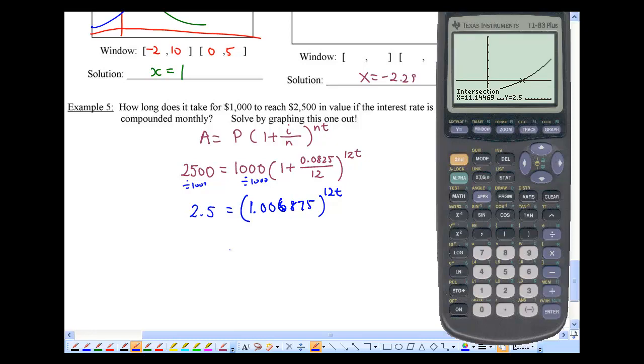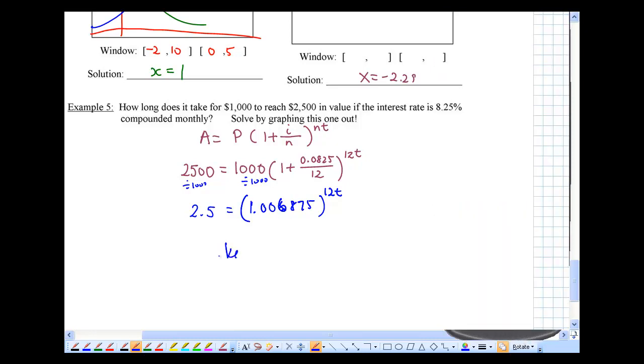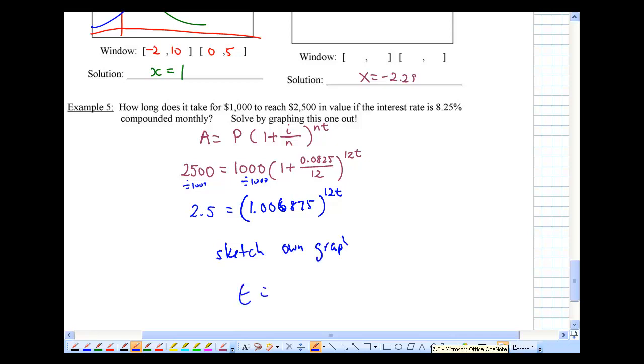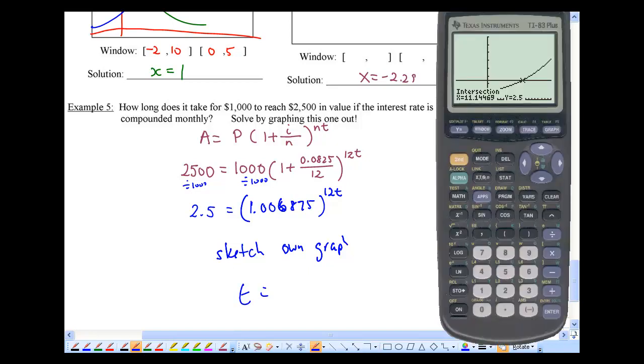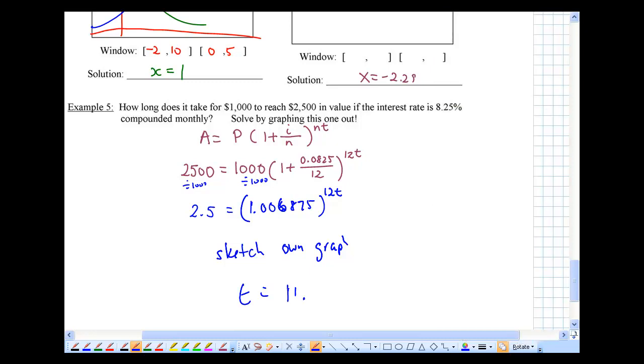All right, here we go. Okay, sketch your own graph. But the answer for t was 11.14. Wow. So less than 12 years, I guess. Okay. Feel confident to try some questions on your own now? All right. We'll do that in class.